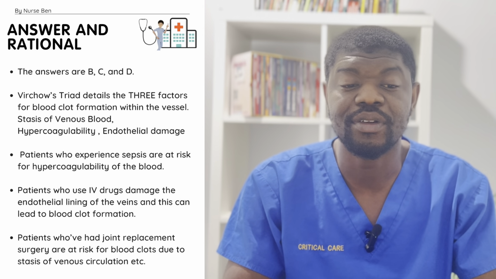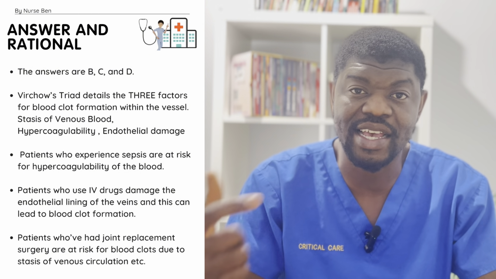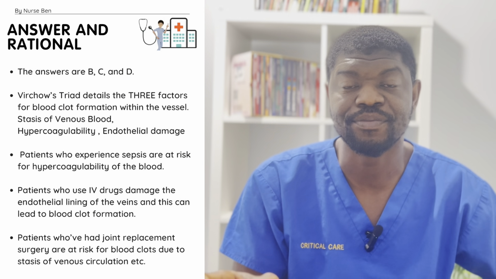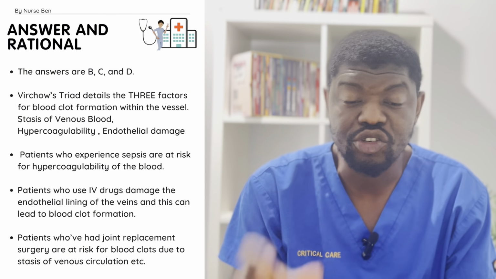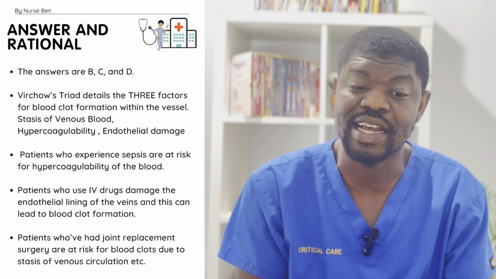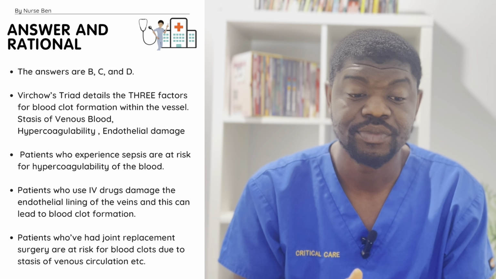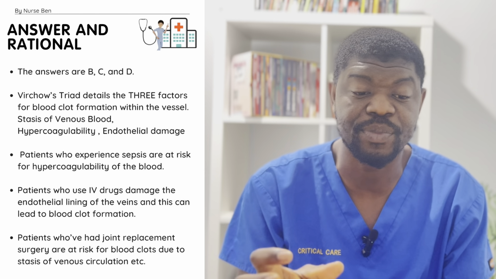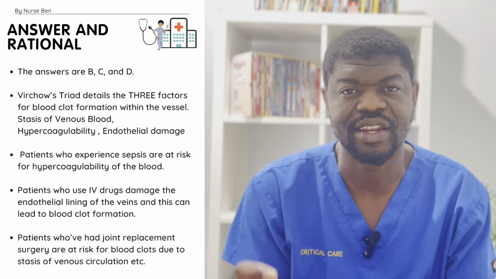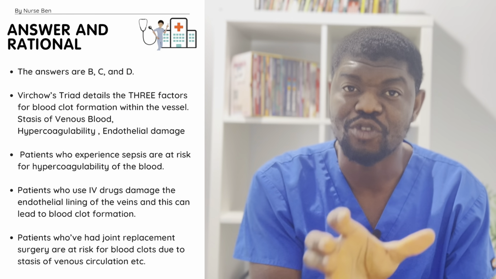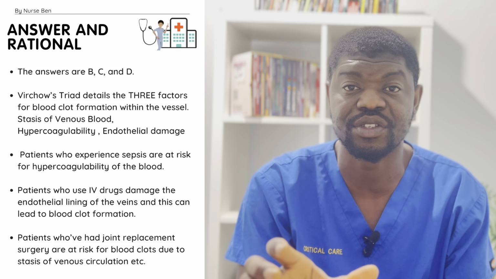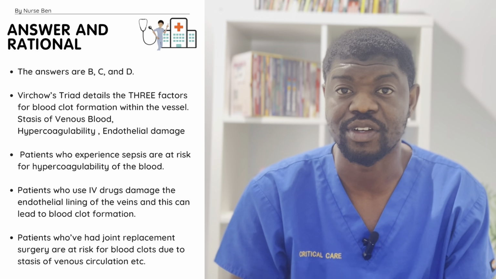Now, a patient who experiences sepsis is at a risk for hypercoagulability of the blood. Patients who use IV drugs damage the endothelial lining of the veins, and this can lead to clot formation. Also, a patient who has had joint replacement surgery is at risk of blood clots due to the stasis in the veins of circulation. So you want to look at what is in the Virchow's triad and then compare it to what the patient is presenting, and that is what gives you the correct answers to this question.